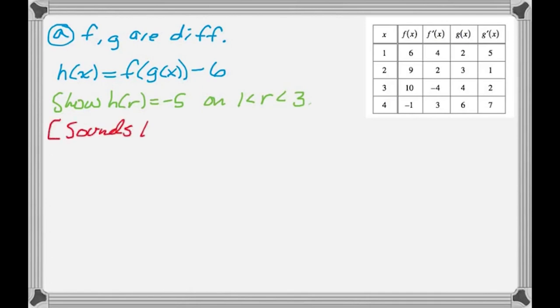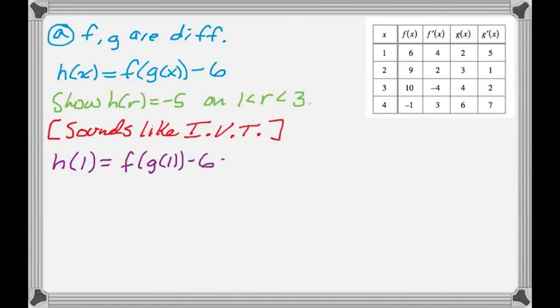So since it sounds like an intermediate value theorem question, I want to show that the function is continuous, and then I want to show that it's less than that value and then greater than that value. So let's figure out the values at the bounds, because that's usually what you do. That's going to be f of g of 1 minus 6.